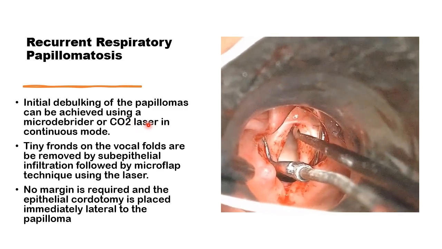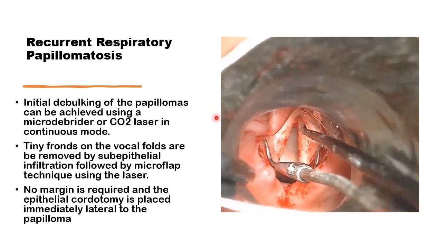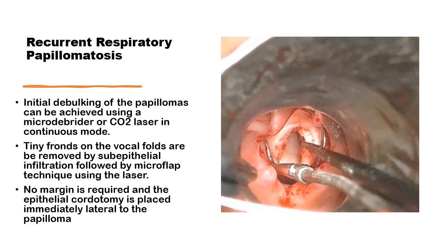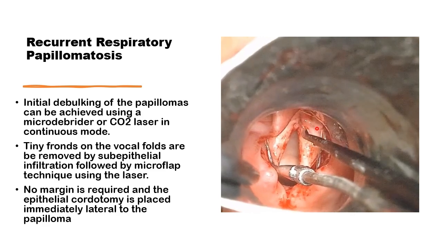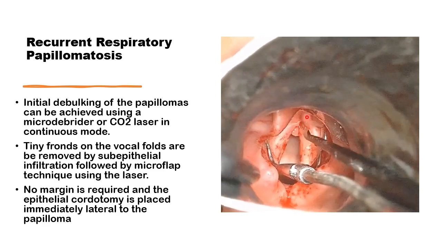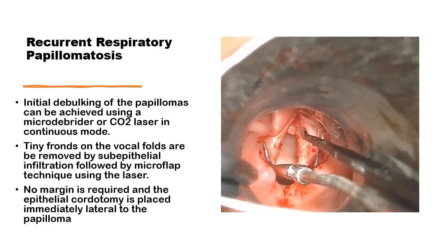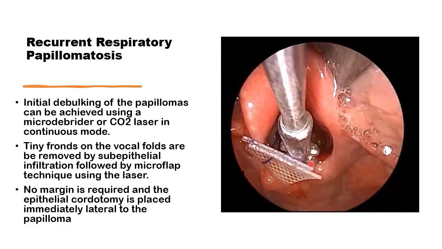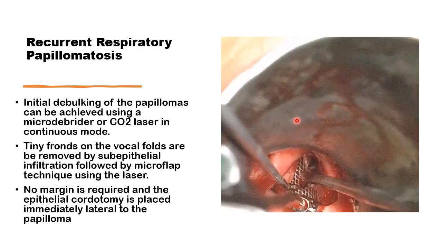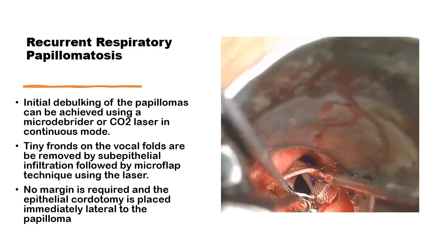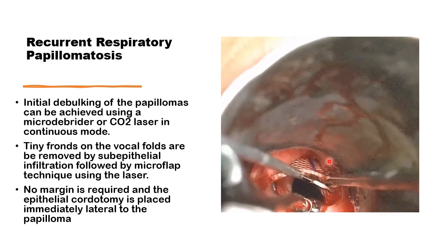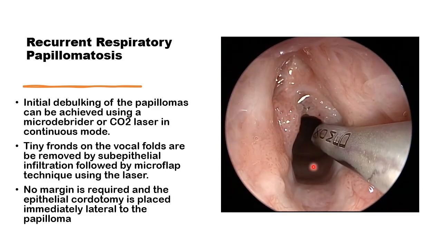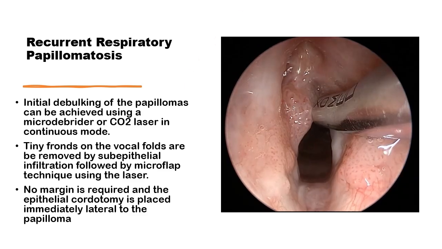Now, after debulking, we'd be using either a cold steel cutting or a laser to clear the anterior commissure area from any scar tissues or any adhesions or any small remnants. The very small remnants of the papilloma on the vocal fold edge would require a microflap, and at the end you place a keel to prevent any adhesions between the vocal folds and further scar tissue or synechiae.